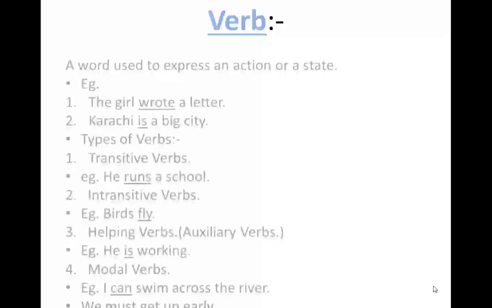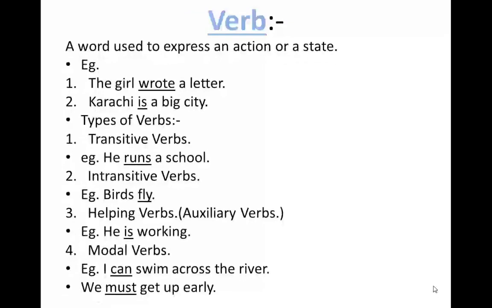Verb. A word used to express an action or a state. Alright, over here, an action means, like the example given over here, the girl wrote a letter. This is an action done by the girl. And state means Karachi is a big city. So over here is is used as a verb which tells us about its state.